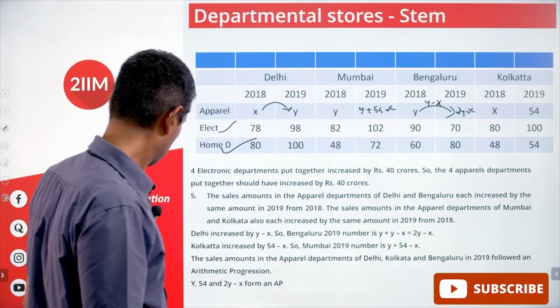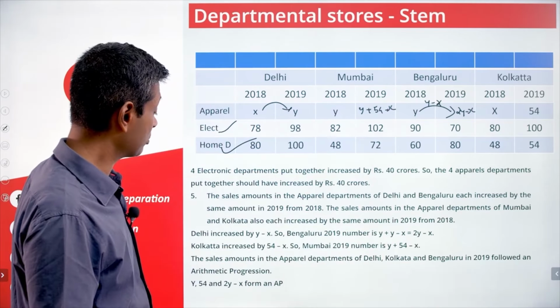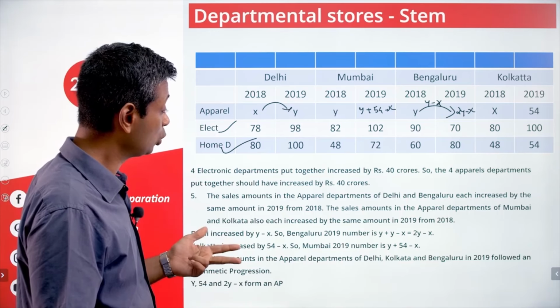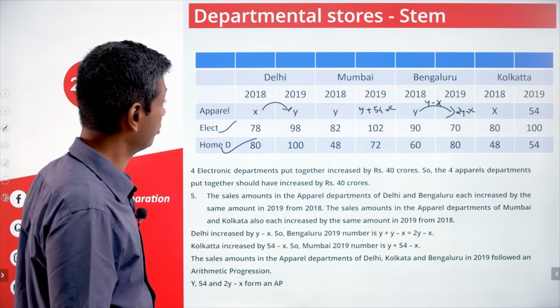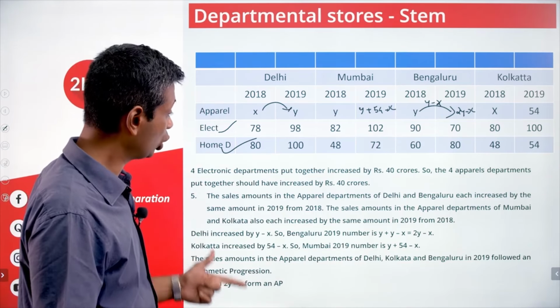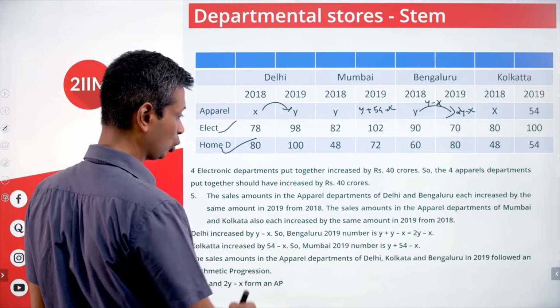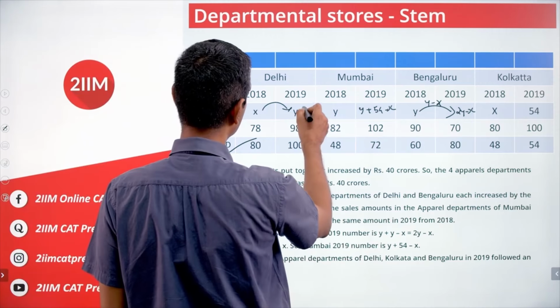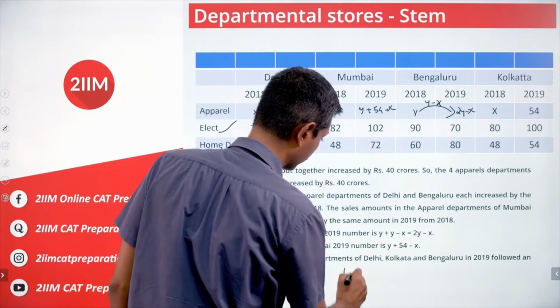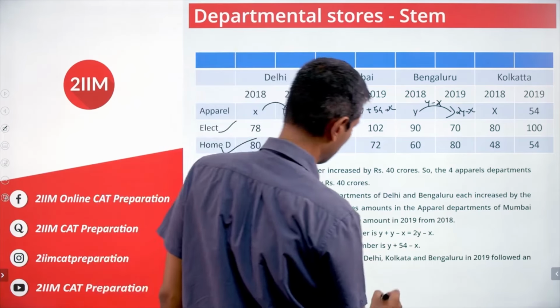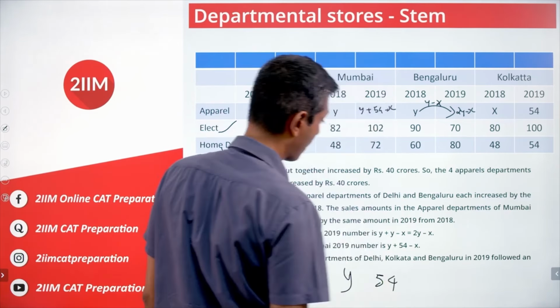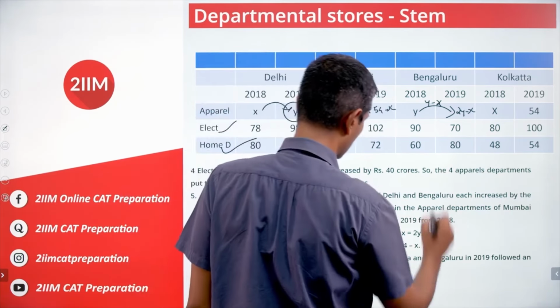Okay. The sales amounts in the apparel departments of Delhi, Kolkata and Bengaluru in 2019 followed an arithmetic progression. Delhi, Kolkata, Bengaluru of 2019. Delhi 2019, which is Y. Kolkata 2019, which is 54. Bengaluru 2019, which is 2Y minus X.